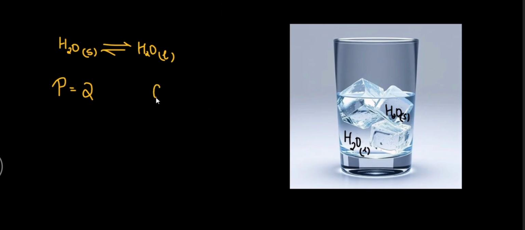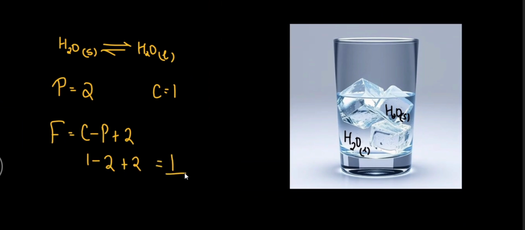Number of components. How many constituents are present over here? Other than water, you cannot observe anything else, right? So the number of components over here is 1. Only water is present. Other than that, nothing else is present. Okay, so degree of freedom F is equal to C minus P plus 2. C value is 1, phase is 2. So 1 minus 2 plus 2, it is coming out to be 1. So F is equal to 1 indicates that our system is monovariant.